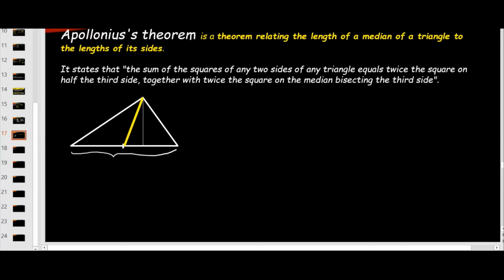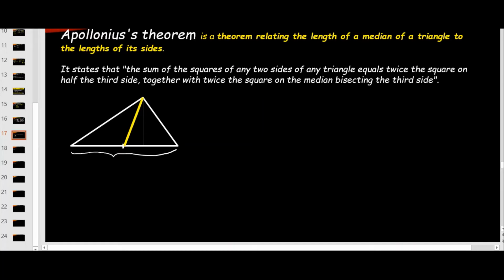Okay, it states that the sum of the square of any two sides of any triangle equals twice the square on half the third side together with twice the square on the median bisecting the third side. It's a bit confusing when you read the theorem like this. Let us do the proof so that it becomes easier for you to understand.